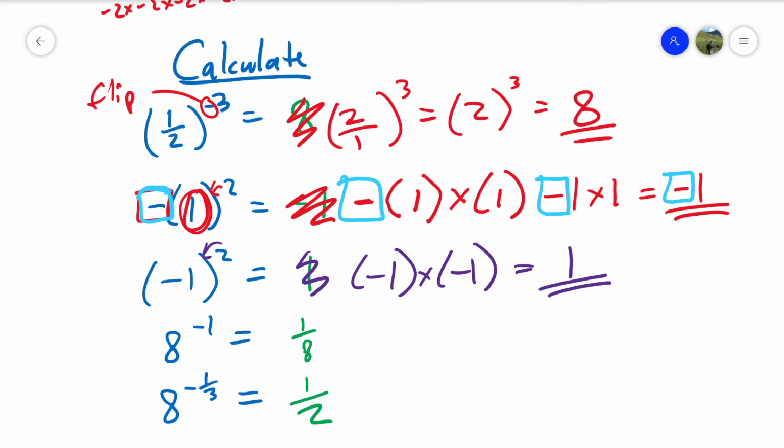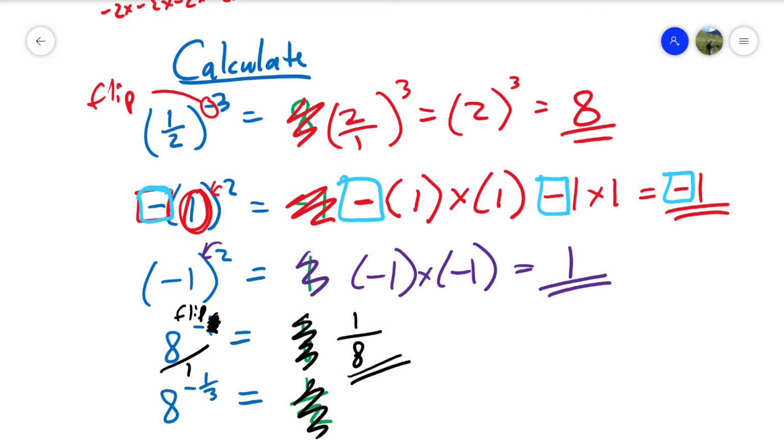Next one, again, I'm convinced here that it's a good idea to keep scribbling out the answer and redoing it. We don't need to worry about the 1, it doesn't have any effect. The minus is just flip, but we can't flip it, so we need to make it 8 over 1. So now 8 over 1 flipped is 1 over 8, and that's the answer.